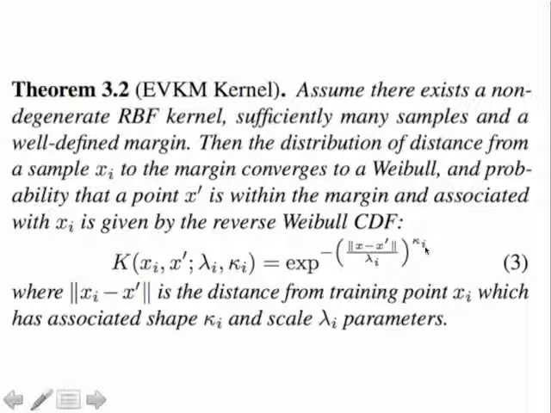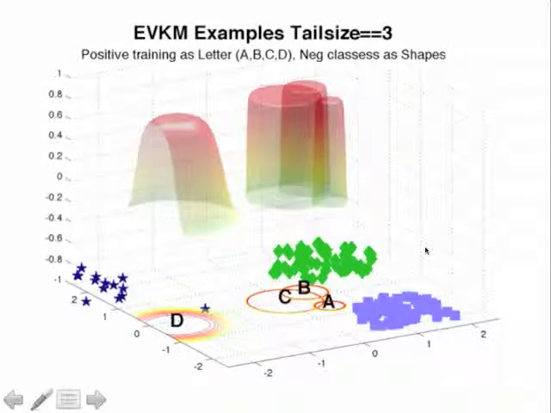This video is going to give you some intuition about these, which is a little harder to get across in the paper. So we're going to show you some examples. In this example, we have three negative classes, the shapes, and a positive class shown with four sample points A, B, C, and D. Here we're showing you the probability of something being associated with point D. It's given by this surface up here.